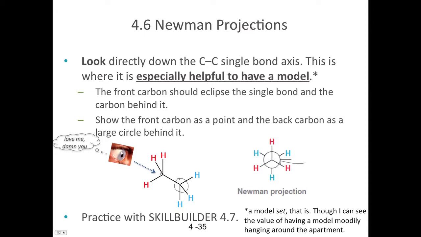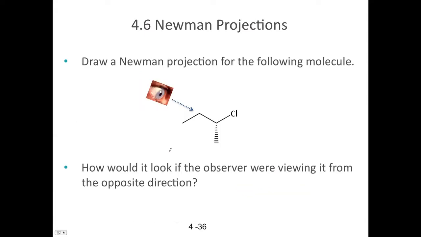Okay, so the front carbon here is noted by a point with the three hydrogens coming out at you, and the back carbon is noted by a circle with these other three hydrogens coming out at these other angles, in between these other three hydrogens. Okay. So that's how to draw this. And again, it's a lot better to show you in person.